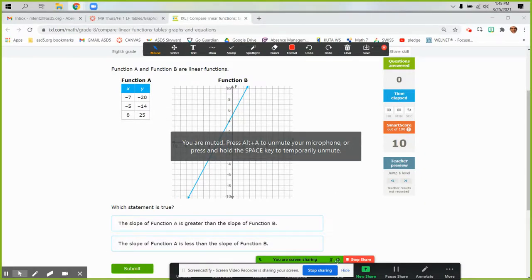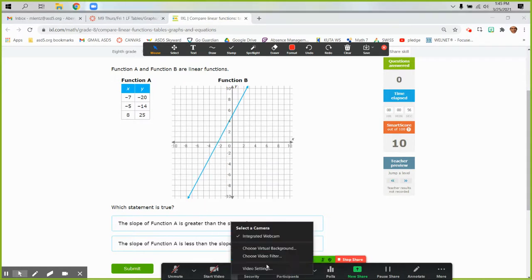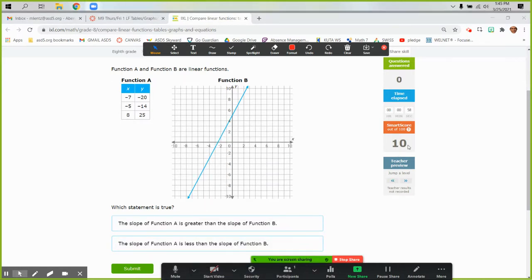What? Get that trash out of here. There, hopefully that won't pop back up.